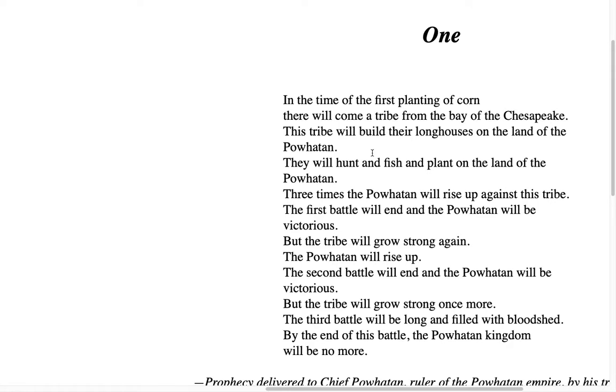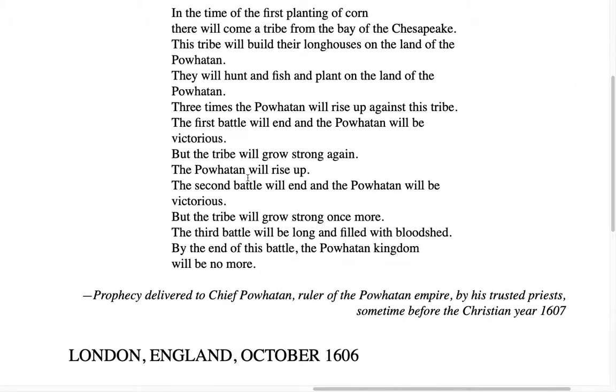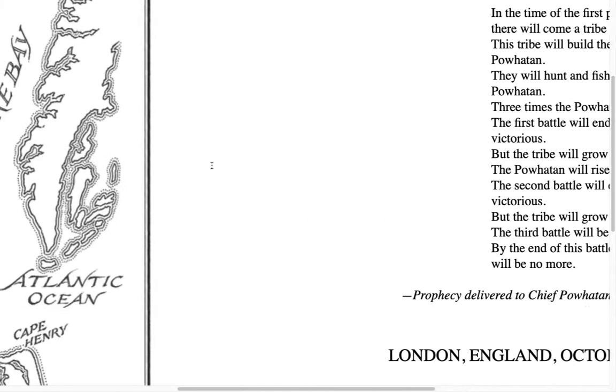The Powhatan will rise up. The second battle will end and the Powhatan will be victorious, but the tribe will grow strong once more. The third battle will be long and filled with bloodshed. By the end of this battle, the Powhatan kingdom will be no more. This is a prophecy delivered to Chief Powhatan, who was ruler of the Powhatan Empire, by his trusted priests sometime before the Christian year 1607.